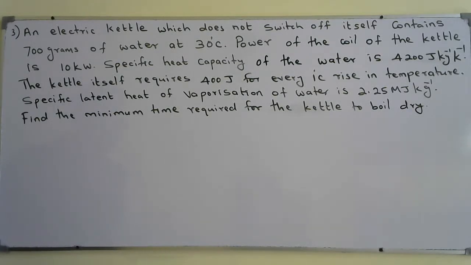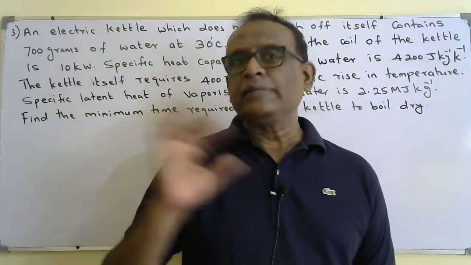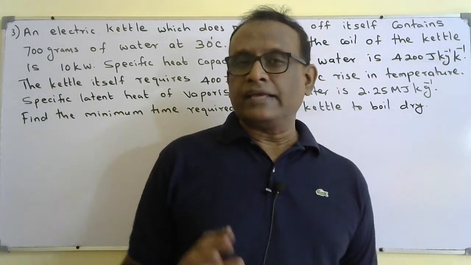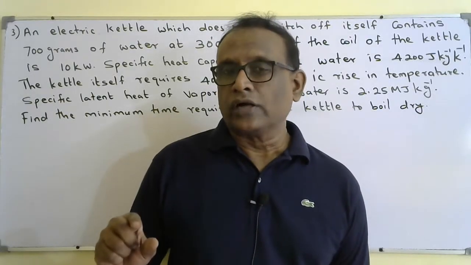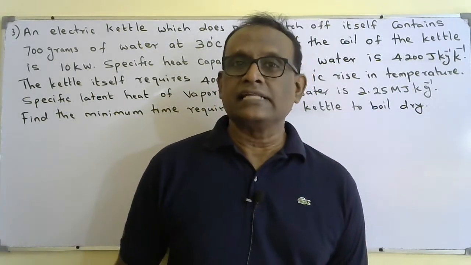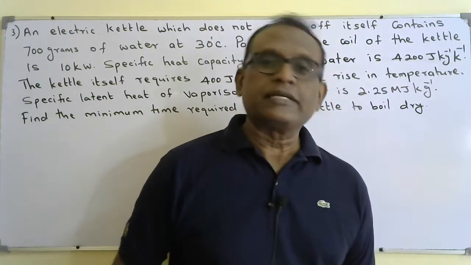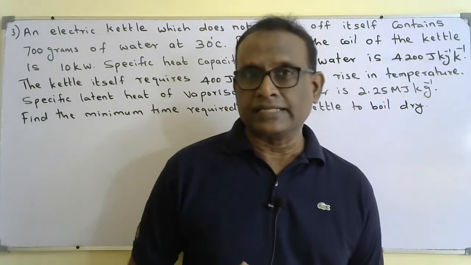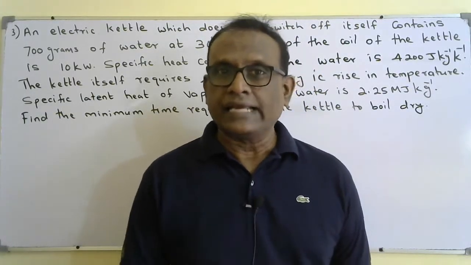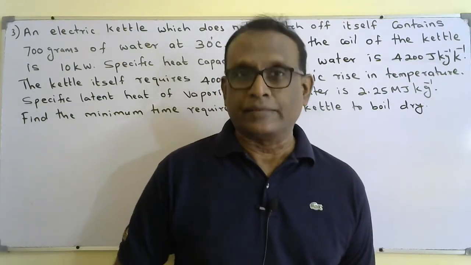Specific latent heat of vaporization of water is 2.25 times 10 to the power 6. Find the minimum time required for the kettle to boil dry. That means you need to fully vaporize all 700 grams of water. To do that, first the temperature of the water should reach 100 degrees Celsius, the boiling point. When the water reaches 100 degrees Celsius, the kettle will also reach 100 degrees Celsius, because water and the kettle will always be in thermal equilibrium.